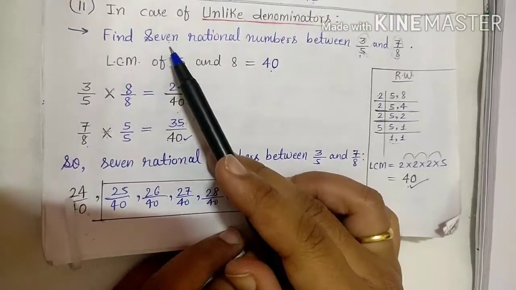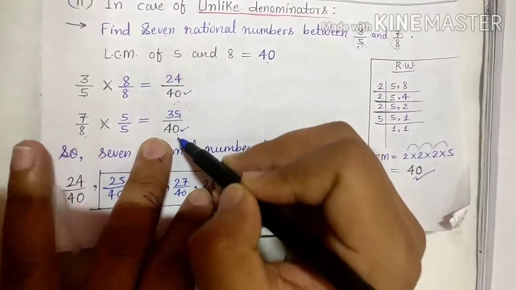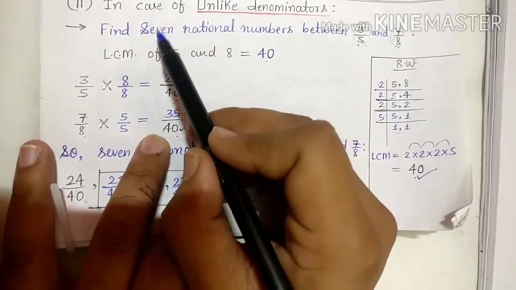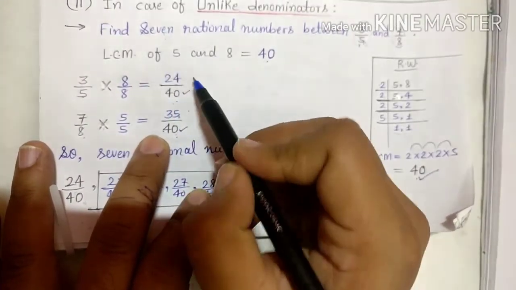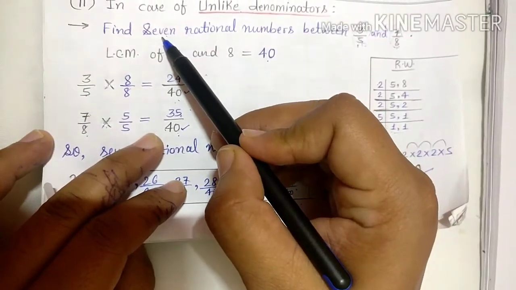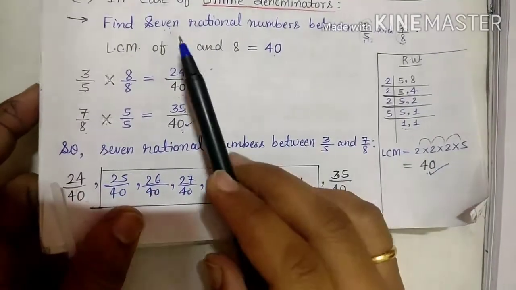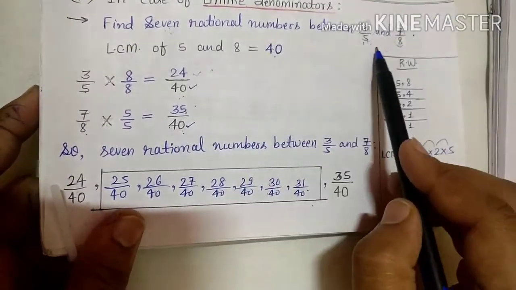Suppose we have to find 15, so what will we do that time? Simply, we have 24 upon 40 and 35 upon 40, and we will multiply by what? They have asked for 15 rational numbers, so we multiply by 16 upon 16, that is n plus 1. So we can easily get 15 rational numbers between the same numbers.